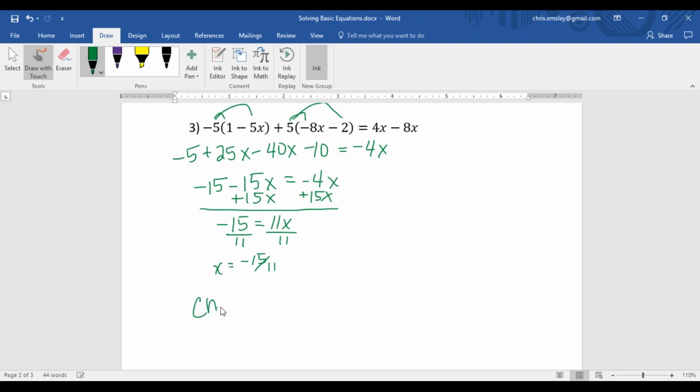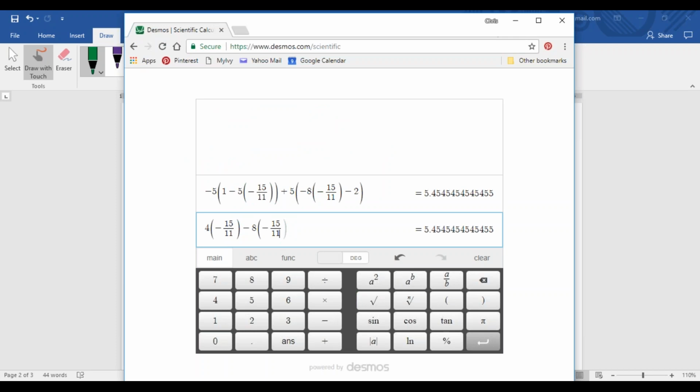Now we can still check our answer. It's a little trickier here since we have a fraction. Anytime I have a fraction or I get into a more complicated equation like this, I just like to rely really heavily on my calculator to check this answer for me. And what I did, I went ahead and typed it into this online scientific calculator, but your calculators would work just like this.